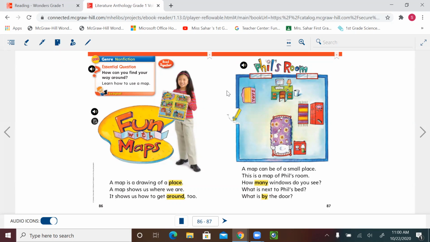So, how many windows do we have? We can see that she has 2 windows in her room. And what's next to her bed? We can see next to her bed she has a side table with a side light and a clock. We also can see what's by the door. I can see all the way there by the door. That's her chest with her toys, or box with the toys. So maps can be for a small place like just a room.